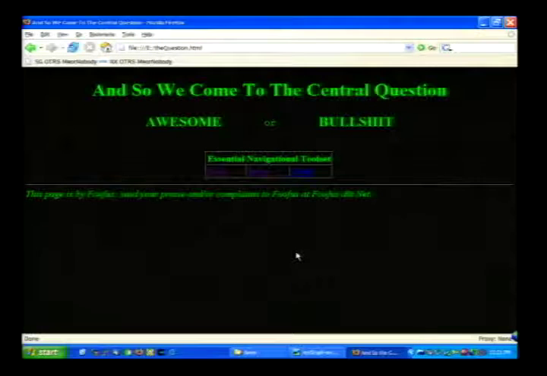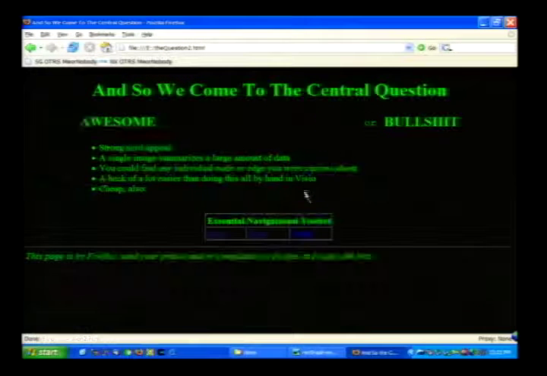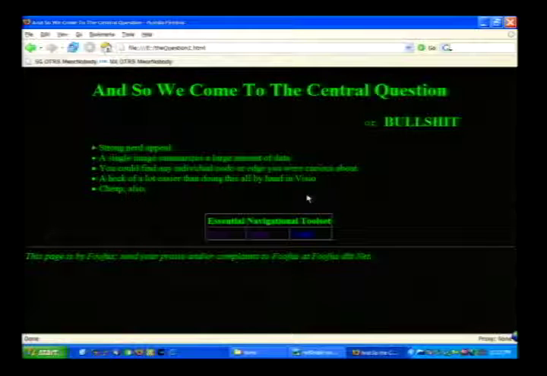So now we come to the central question. Is this awesome or is it bullshit? So I think there are points to be made on either side. On the awesome side, this has very strong nerd appeal, right? We can all agree that there's a simple image here and it's summarizing a great deal of data, and that's kind of cool. And so you could, if you had a magnifying glass and a sufficient patience, find any piece of information that you were interested in there. This is a whole lot easier than drawing that whole mess out by Visio, and it's cheap too because the software is free and it's on your CD. You can just have it.